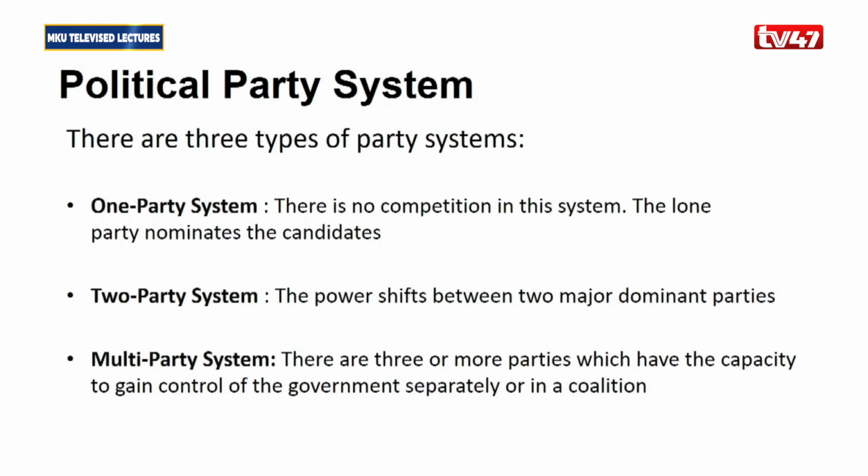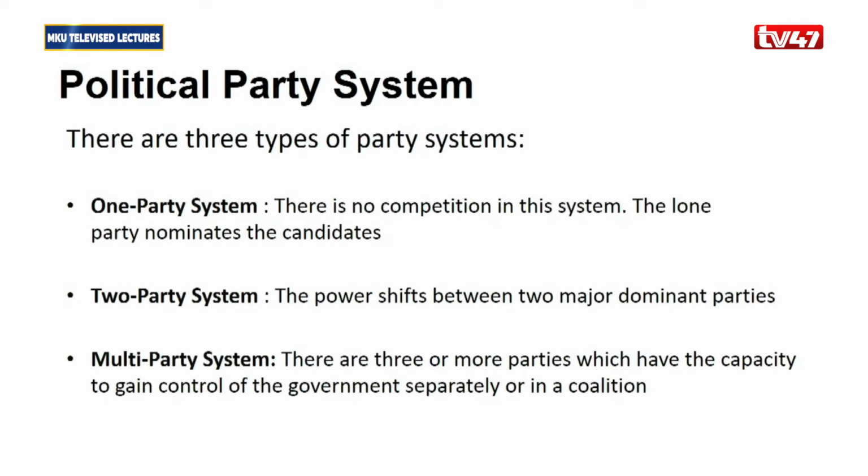Now, countries that have a one-party system are mostly the communist countries, one of them being China, the other one being North Korea, and those are examples of countries that have a one-party system. In Kenya here, we also used to have the one-party system until the early 1990s, when the constitution was changed and we adopted multi-party democracy, and that led to the formation of several political parties.